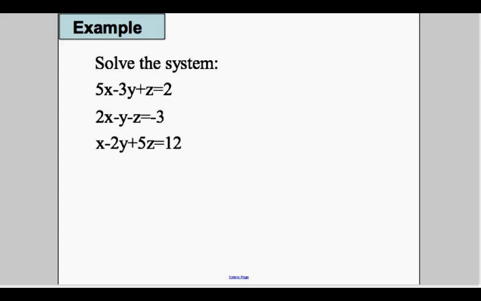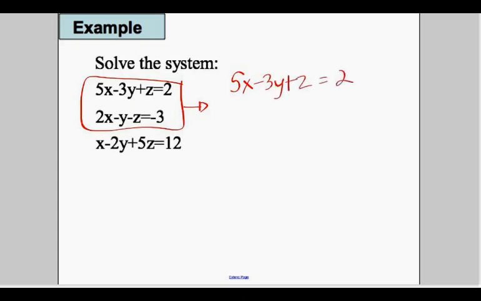First of all, hopefully you notice that if you merge these two equations, your z's are going to make a 0. They're going to eliminate. So that's our first step. We're going to add those two together. When I do that, I'm going to add 5x minus 3y plus z, and I'm going to add 2x minus y minus z to it. And let's see what happens.